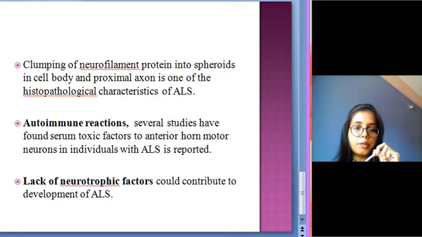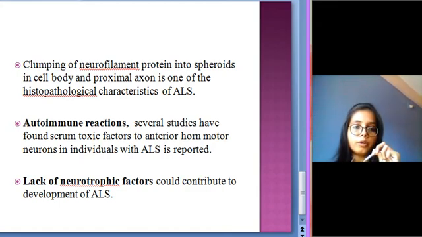Clumping of neurofilament protein into spheroids in the cell bodies and proximal axon is one of the histopathological characteristics of ALS. Due to cell death, there occurs clumping of this neurofilament protein. This is known as tau protein. Okay, due to the cell death there occurs this clumping of the neurofilament protein.